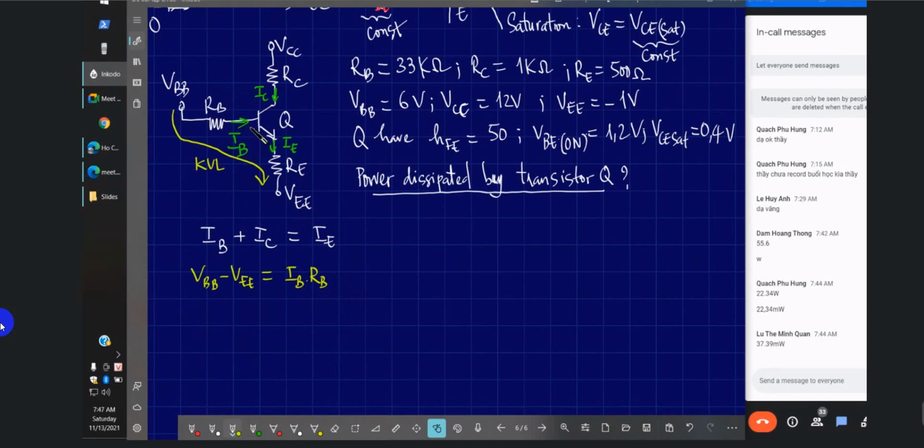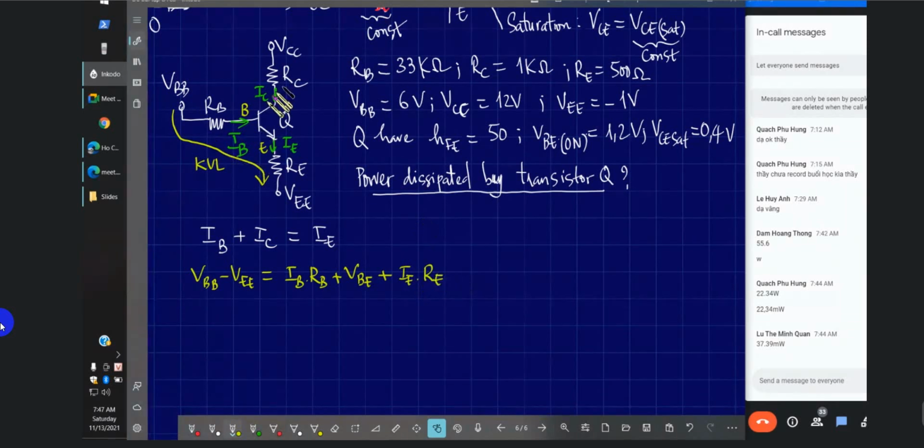And then the voltage drop from B to E, so that is the VBE of the transistor Q. For just one Q, I don't need to write it down. And then the voltage drop for RE follows Ohm's law: IE multiplied by RE.